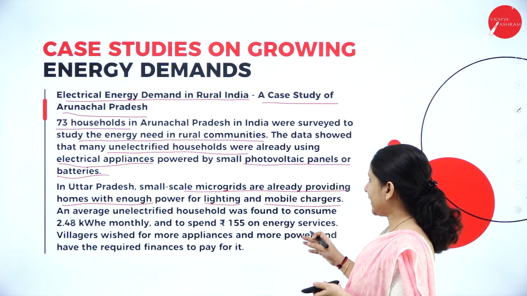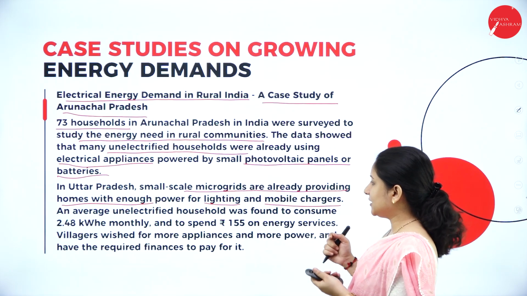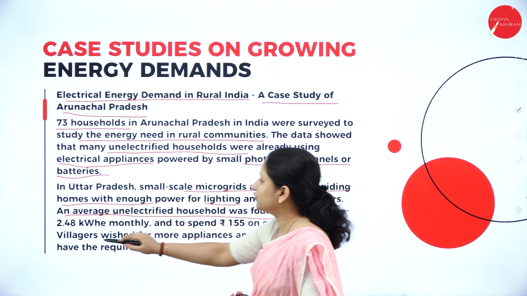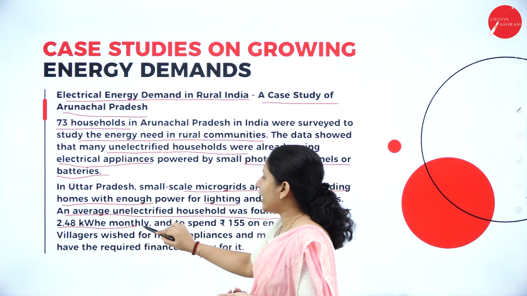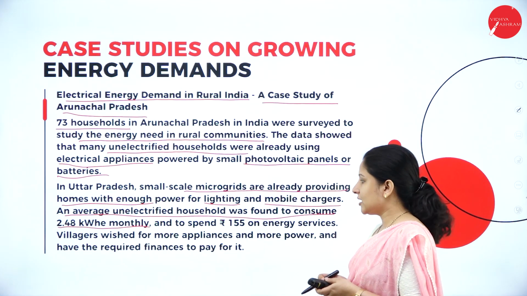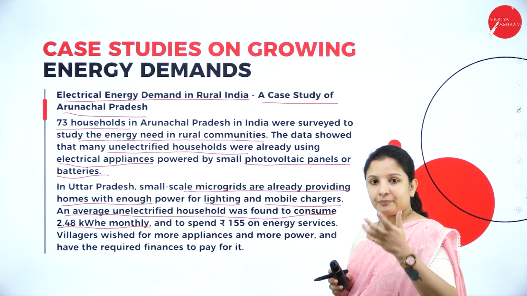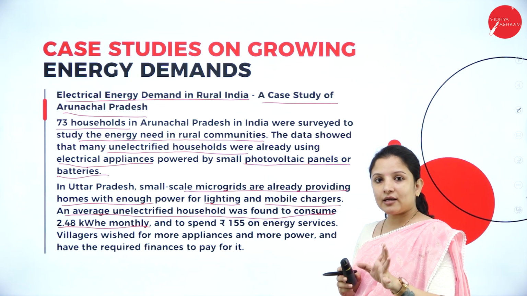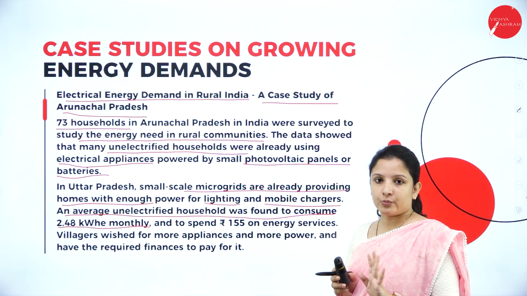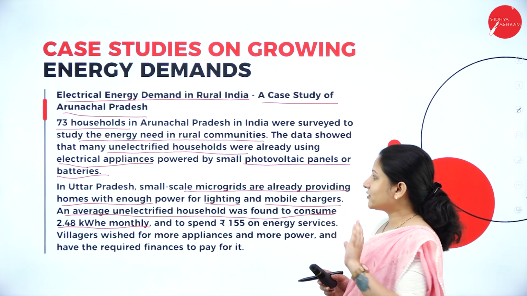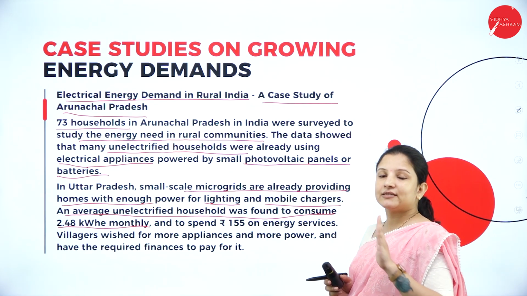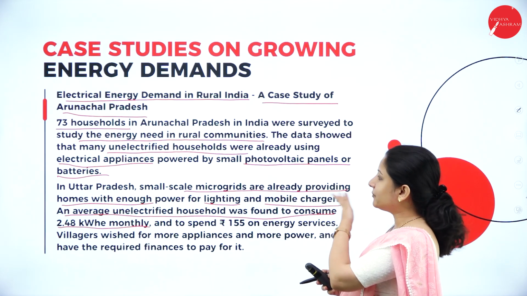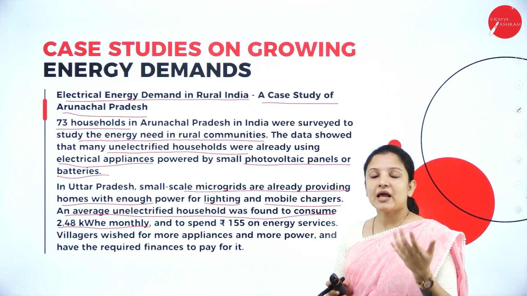They are not satisfied, and the demand for energy is increasing, where an average unelectrified household was found to consume 2.48 kilowatt of monthly electricity. And they would be even happier if the consumption was more. They were ready to pay extra. The only thing was they needed electricity from the government. They didn't want to depend on photovoltaic panels and batteries anymore, because these panels and batteries were not capable of running heavy equipment.